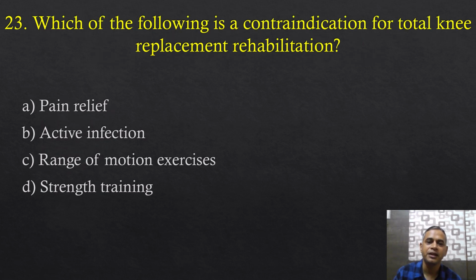Number 23. Which of the following is a contraindication for total knee replacement rehabilitation? A. Pain relief. B. Active infection. C. Range of motion exercises. D. Strength training. So the answer is active infection.